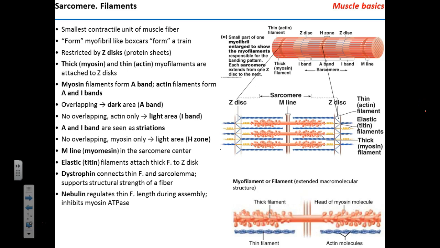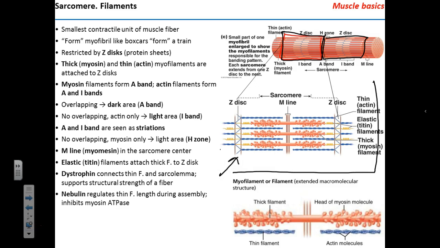So this is the smallest contractile unit. You can see one sarcomere, another sarcomere. Think about them as the cars of a train. On the sides of the individual sarcomere, and of course this middle picture is the schematic representation of the sarcomere. Sarcomeres are bound by Z discs, which are protein structures. They connect sarcomeres to each other.